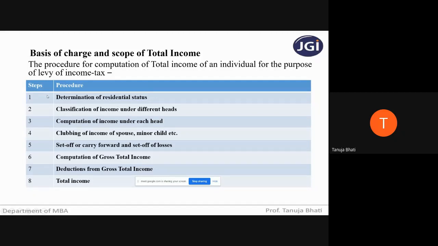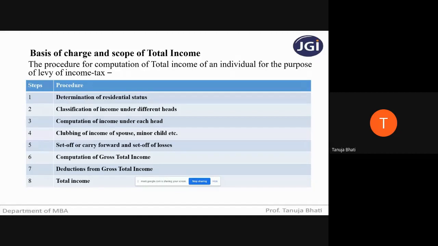So the first step is when any client comes near you. Now let us talk practically. Let us understand things practically. When any client comes near you asking what is the tax that I'm supposed to pay to the government, the first thing is you have to ask his residential status. So when you're going to determine what is the tax to be paid by any SSC, first you have to determine his residential status.